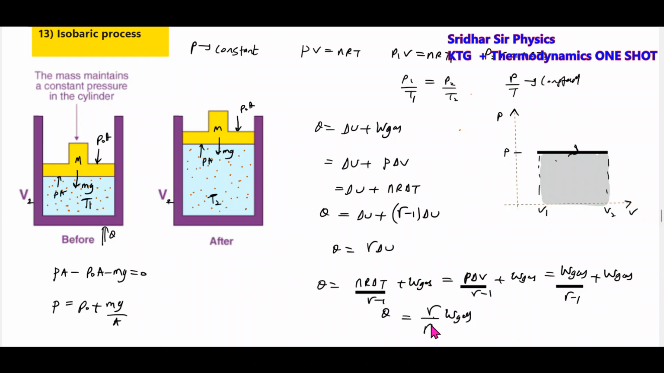In case of isobaric process, all the heat we supply will not be converted into work done. A part will be converted into rising temperature, remaining converted into work done. Able to understand now? And this further we can write Q equal to nCp delta T, where Cp is the molar specific heat at constant pressure. This is about the heat exchange formula.